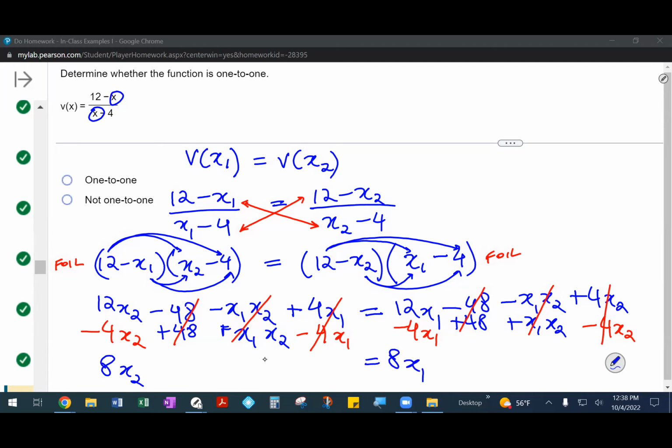And I know they're like 100 yards apart from each other. But let's finish that here. So you have 8 times x2 equals 8 times x1. What can we do to clean that up a bit? Yeah, very nice. Divide by 8.